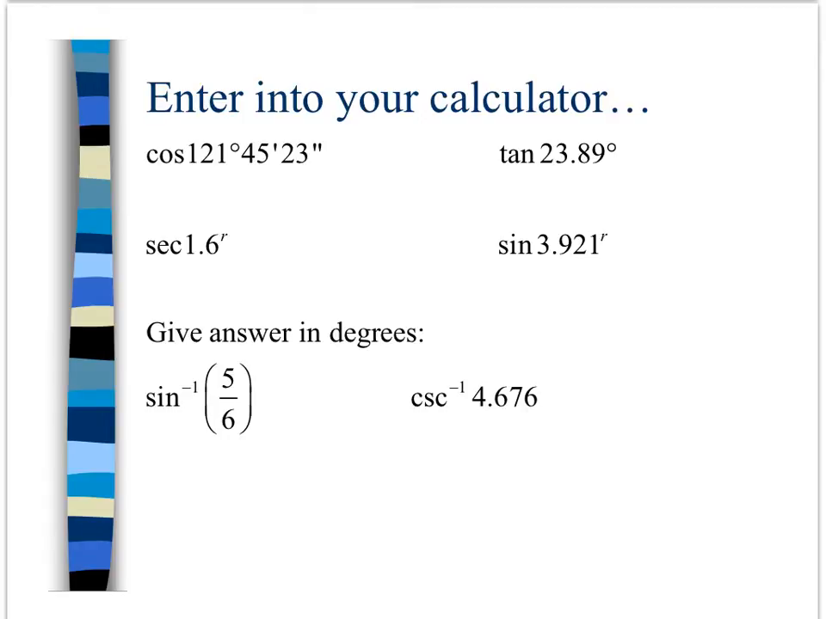When we are entering things in our calculator, things to remember are how to type this stuff in. So for the first one, we would type in cosine of 121 plus 45 divided by 60 plus 23 divided by 3600. Correct answer should be negative 0.526. For the second one, tangent, this should be 0.443.